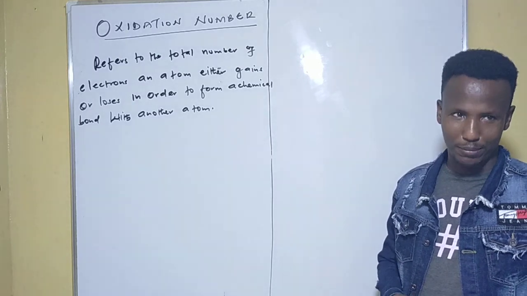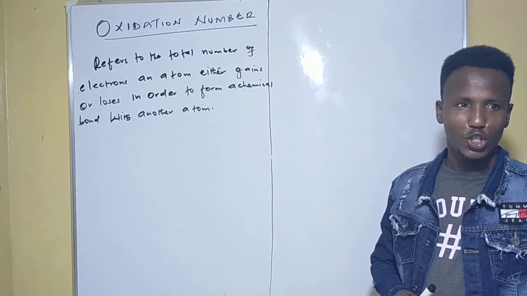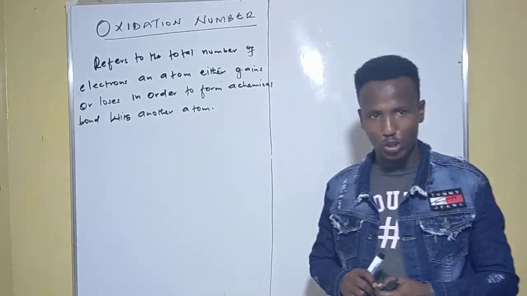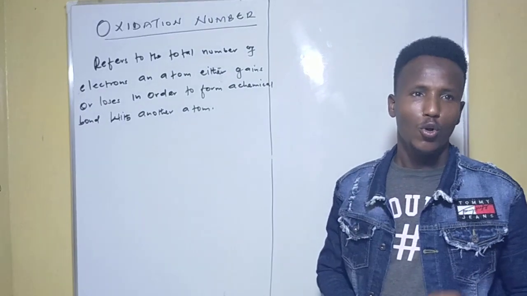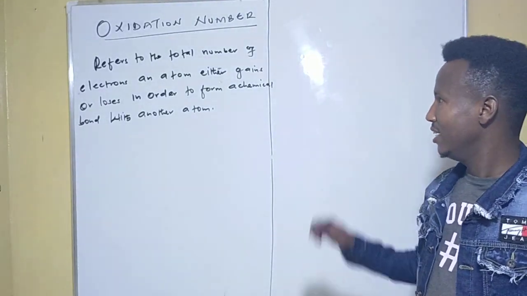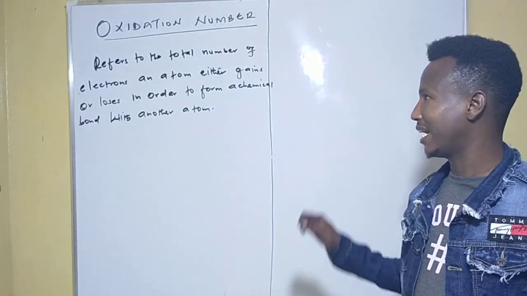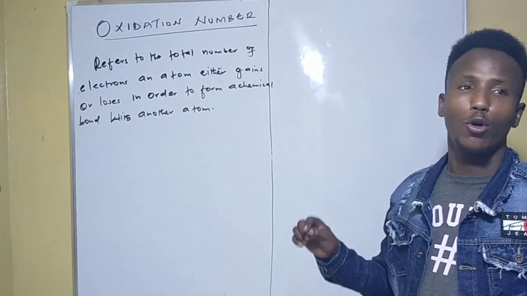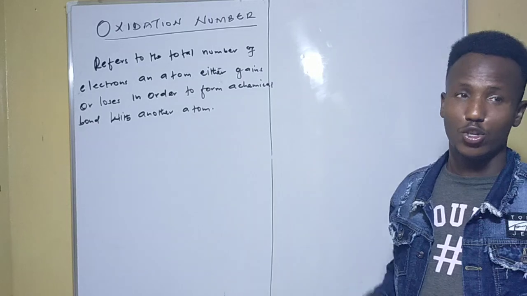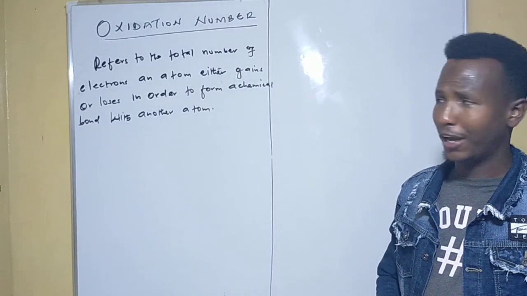What's oxidation number? Oxidation number refers to the total number of electrons an atom either gains or loses to form a chemical bond with another atom. Just understand that, okay?